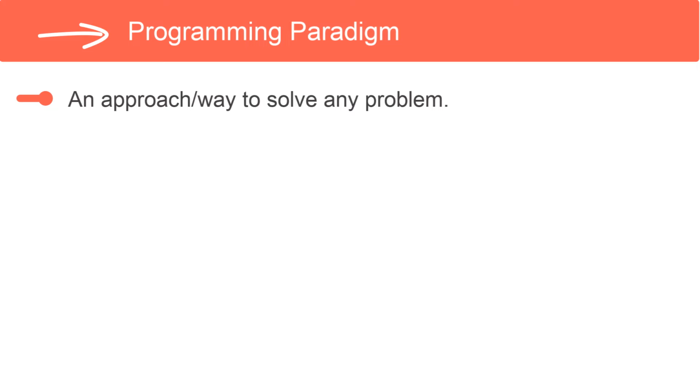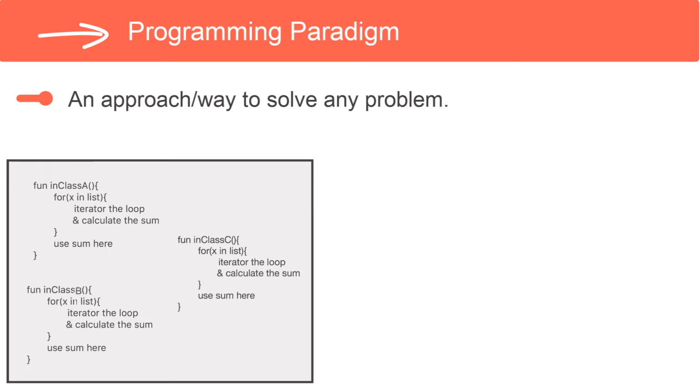For example, we want to calculate the sum of every number within a list, and we want to perform this operation at multiple locations within our app. So let's look at the first example here. As you can see, we have different functions in different classes: class A, class B, and class C. Three functions in three different classes, and we are iterating over the list then and there, calculating the sum and using the sum then and there. This is the very first approach.